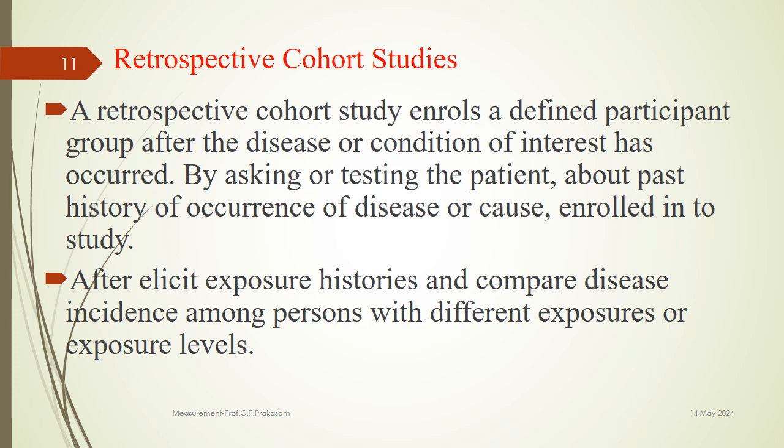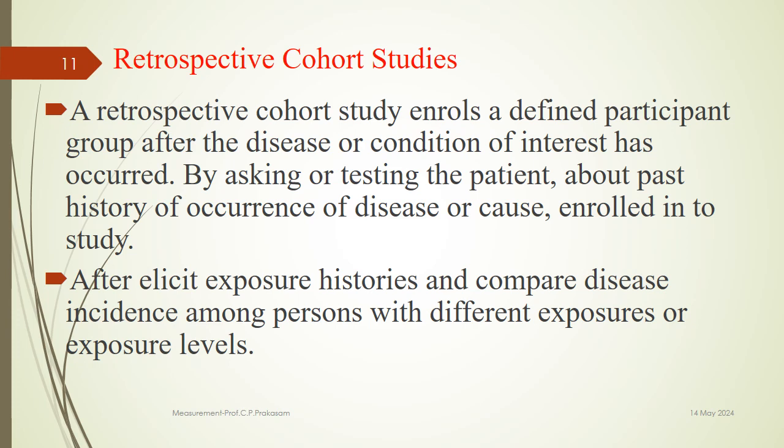Then the retrospective group. In this retrospective group, the cohorts are enrolled as different participation groups after the disease or the condition of interest has occurred. Suppose you select cancer patients initially and ask them whether they have smoking habits and for how long they have had them. That is, backward information will be collected from the cases. After eliciting the exposure history and comparing, the disease incidence among persons with different exposures will be calculated.